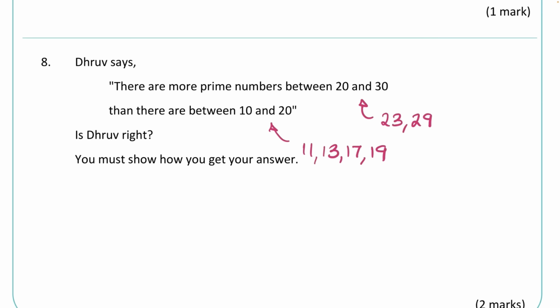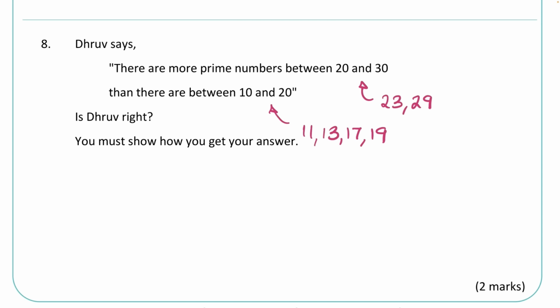So what did Drew say? Drew said that there are more prime numbers between 20 and 30. Is Drew right? So no, Drew is not correct. There we go. We have our working out there. We don't need to now write a big sentence because there are 4 numbers between 10 and 20 that are prime and only 2 between 20 and 30.